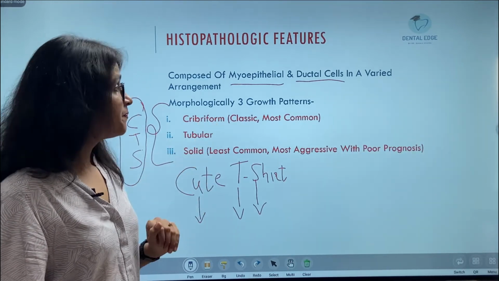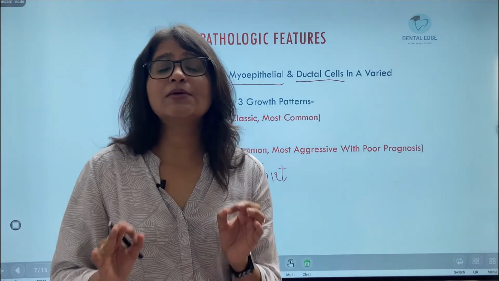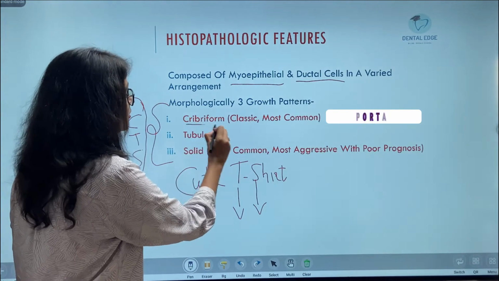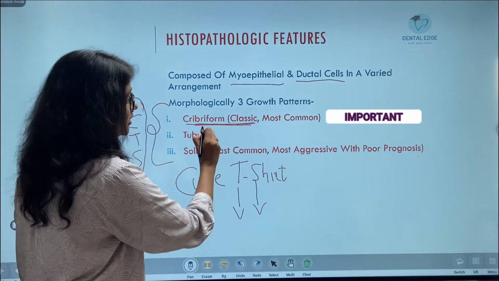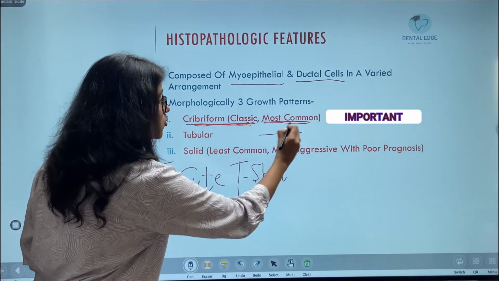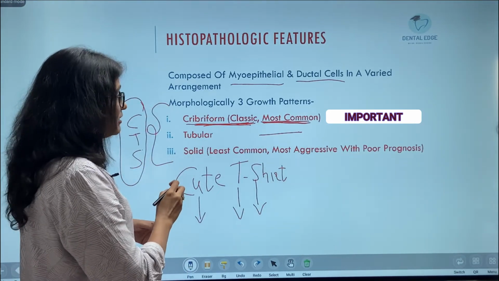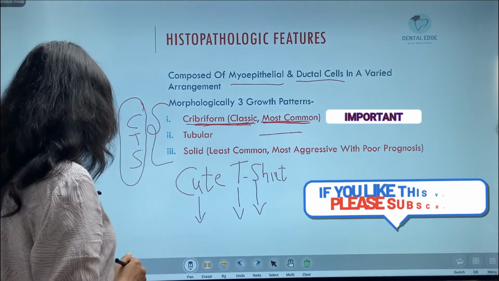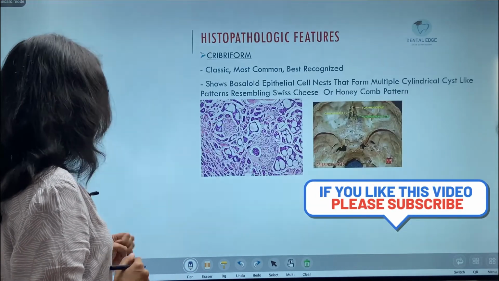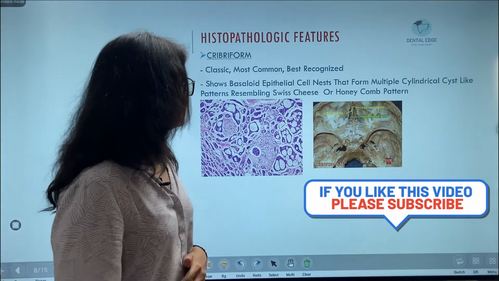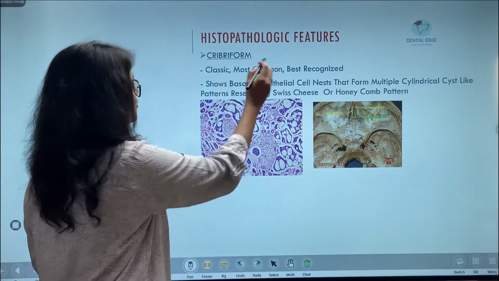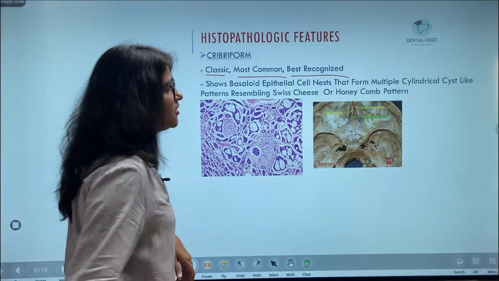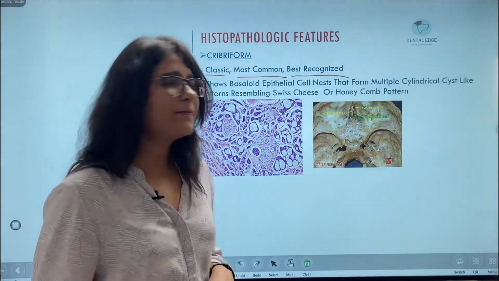Cribriform, tubular, solid. In this, the most important is the cribriform pattern. It is a classic pattern of adenoid cystic carcinoma and it is the most common pattern. And let's see in detail what is a cribriform pattern, which is a classic or the most common pattern. Now, as I told you, cribriform, it is the classic, most common, best recognized. Why is it called a cribriform pattern?